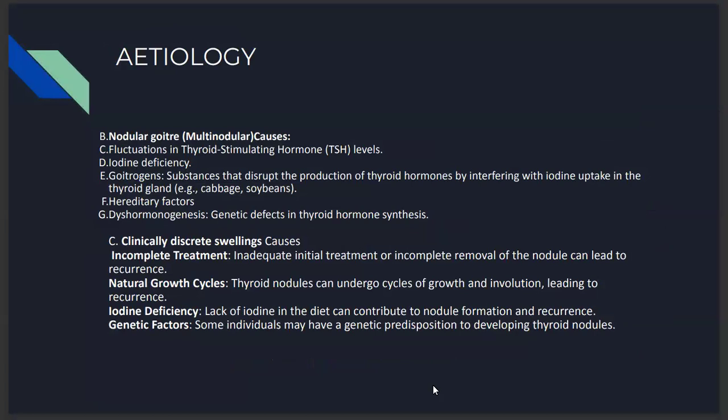Multinodular goiter can be caused by fluctuations in thyroid-stimulating hormone levels, iodine deficiency, goitrogens, just like the cabbage and soybeans, hereditary factors, and dyshormonogenesis. In clinically discrete swellings, incomplete treatment due to inadequate removal of the nodule can lead to recurrence. Other causes include natural growth cycles, iodine deficiency, and genetic factors. Some individuals may have a genetic predisposition to developing thyroid nodules.